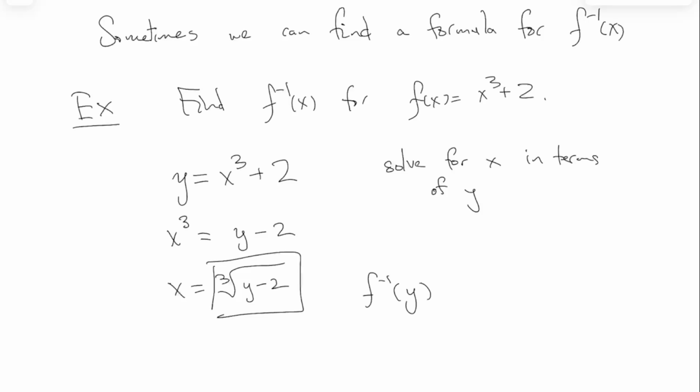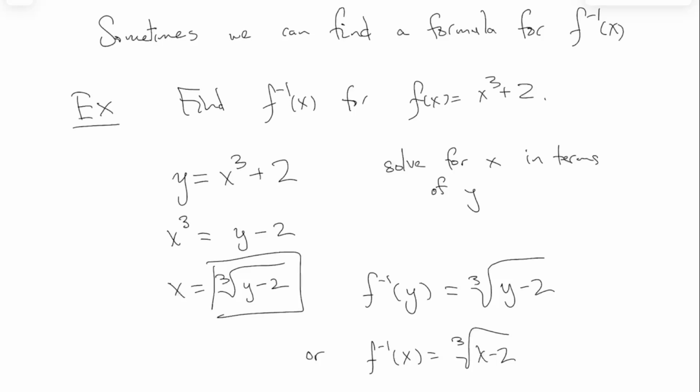You could write it this way. f inverse of y equals the cube root of y minus 2. Or if you prefer, some people like to use the variable x for everything. And as I've said before, you can call the variable whatever you want. So if you like, you could write it this way: f inverse of x equals the cube root of x minus 2.